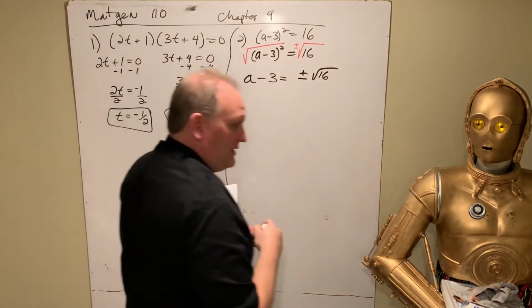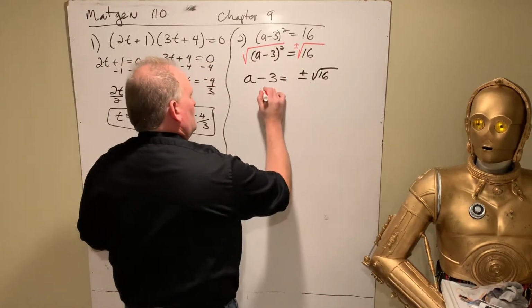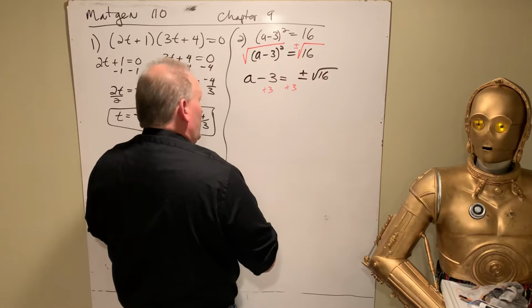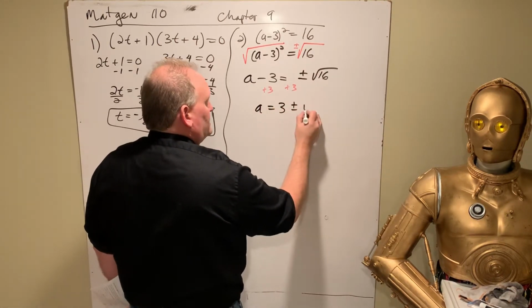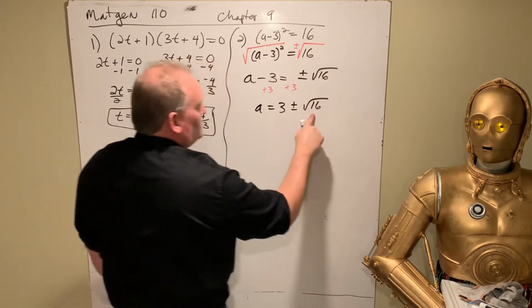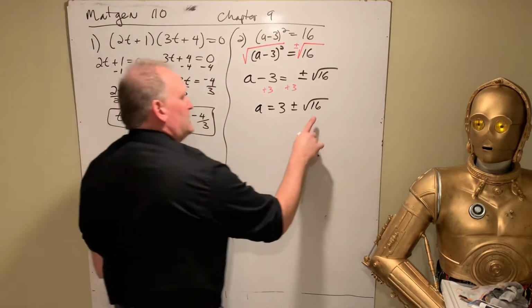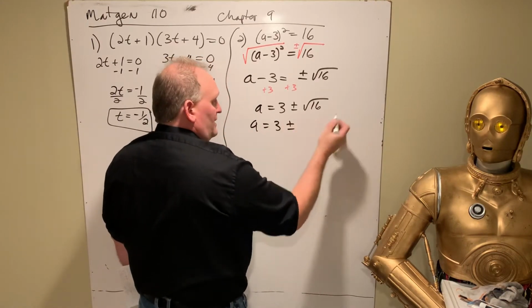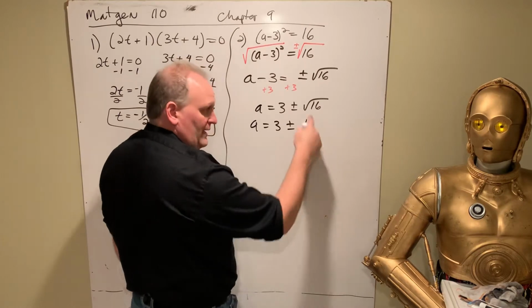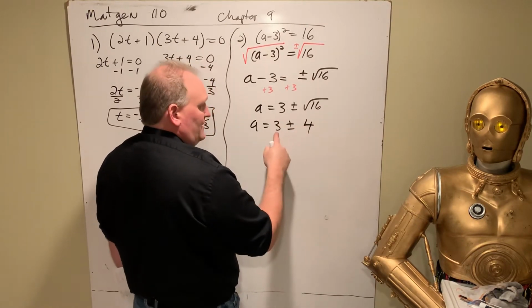Let's isolate the variable. We'll get that 3 over to the other side. And so a is equal to 3 plus or minus the square root of 16. Now, if that were the square root of 17, we'd be done. We'd just circle it and be done. But the square root of 16 is a perfect square, which means I can go further. I can basically make that a 4, right? The square root of 16 is 4. Now I can add and subtract it with the 3.